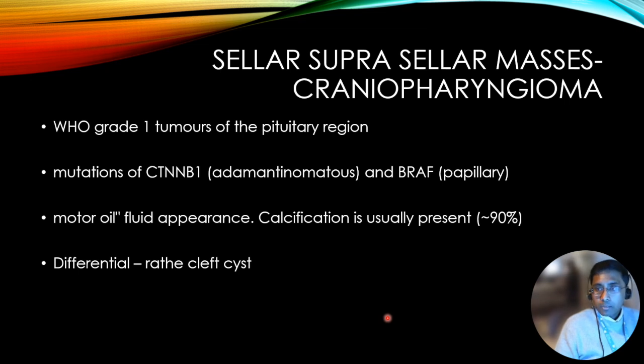Right, moving on to the last group of tumors that we have for today. A typical suprasellar mass which we see in the child is a craniopharyngioma. It's a WHO grade 1 tumor. Two different types, as we all know, adamantinomatous and papillary types.